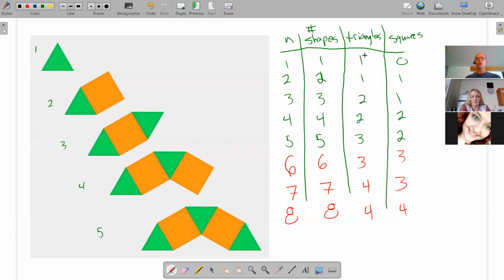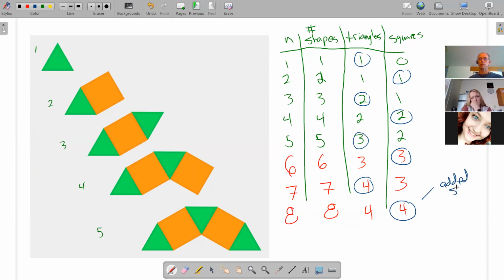So let's see. I started with one triangle, and then I added a square, and then I added a triangle, and then I added a square, added a triangle, added a square, added a triangle, added a square. So the circle means I added that shape. And my brain just felt like I needed to see that zigzag pattern in adding triangles and squares. Okay, let's do another one, just make sure we got this down.